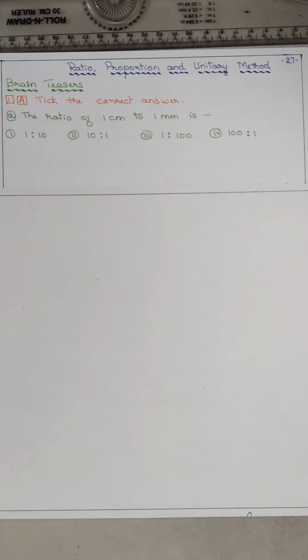Today we will discuss the main teasers of ratio, proportion and unitary method. Now coming to the first question, in section A, tick the correct answer. The ratio of 1 centimeter to 1 millimeter is, the options are given.